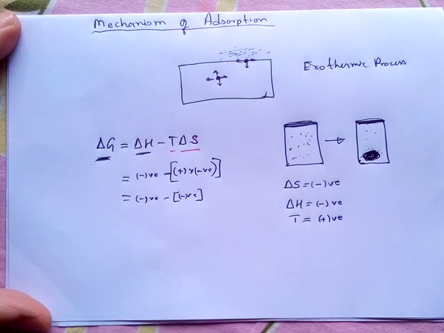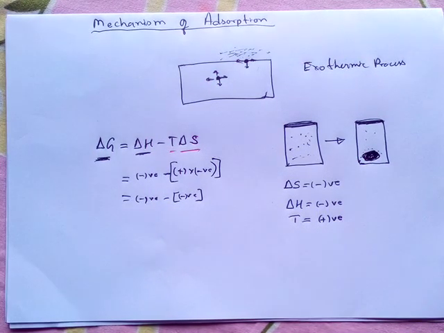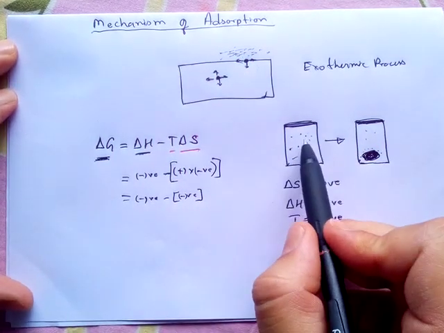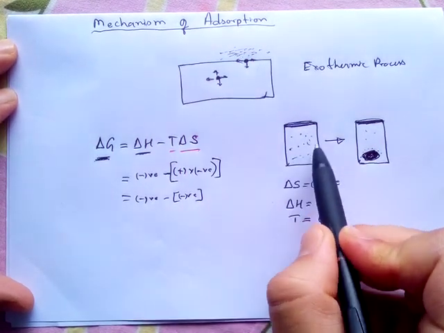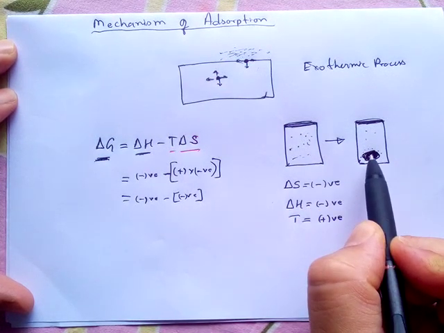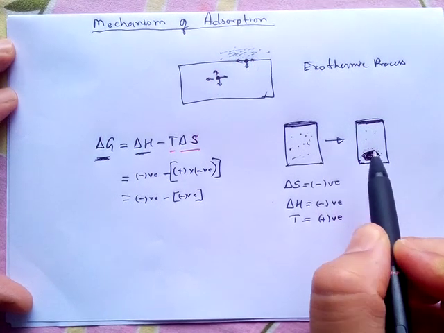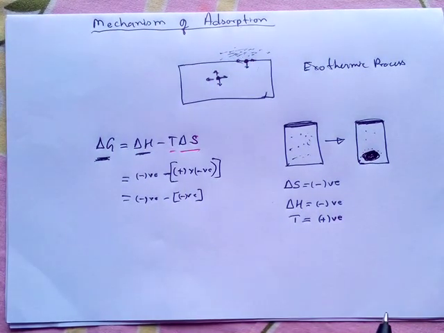Now remember, adsorption is a spontaneous process. That means it occurs on its own. We do not need any external agency to undertake this process. So we have this gas in a chamber, then we put some charcoal block, then what will happen? The charcoal block automatically adsorbs some of the particles, right? So this is a spontaneous process. Spontaneous means that it happens on its own.